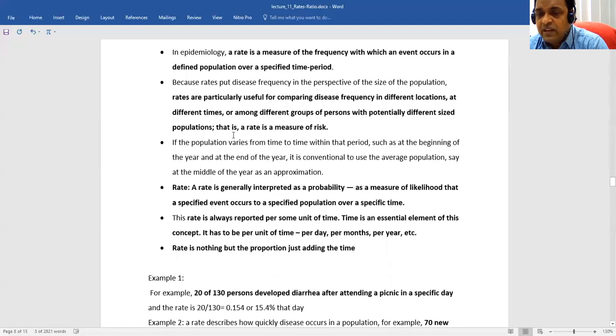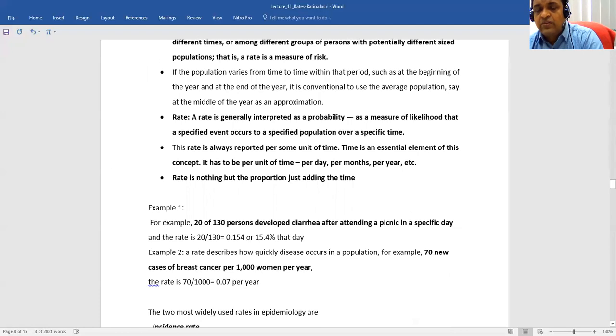So rate is a measure of risk. How can we interpret the rate? Rate is interpreted as a probability, the likelihood that an event occurs in a specific population over a specific period of time. That is, what is the chance or the likelihood that an event occurs in a specific population over a specific time period.